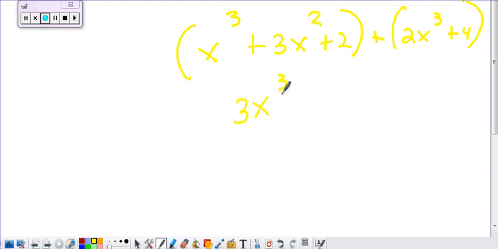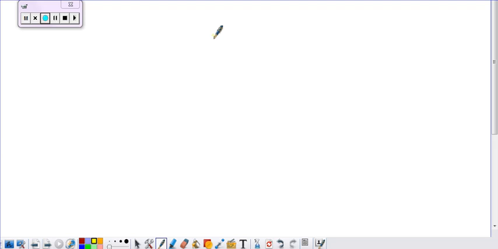Now you add up your x squares. I don't have any more but the 1. 3x squared. So plus 3x squared. Now add up my whole numbers. So plus 6. Done. Aren't those easy? Okay, let's try one more. These are super easy. Because all you have to do is add like terms. If they're not alike, you can't add them.